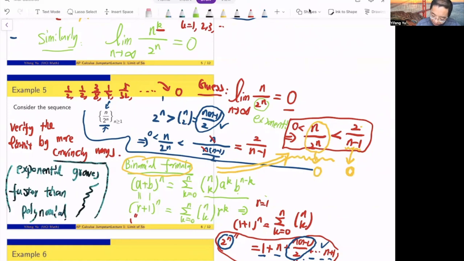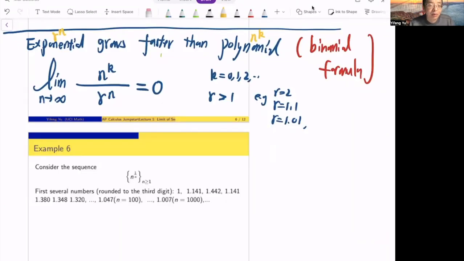Now, is this number 2 very special? No, actually it is not. We can use any number. I can use any number, say r equals 1.1, and then you get n to the power k over 1.1 to the power n, and the limit as n goes to infinity is still 0. So as long as the number is bigger than 1, the exponential grows faster than the polynomial. In the previous example, we learned a very important principle, that the exponential always grows faster than polynomial.